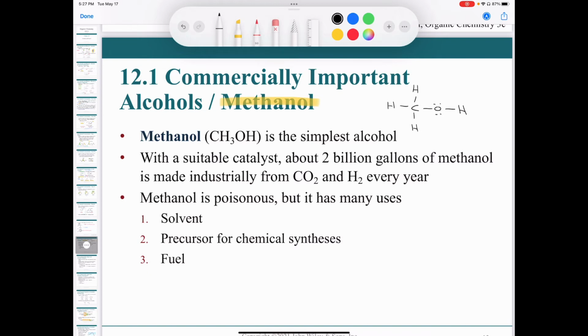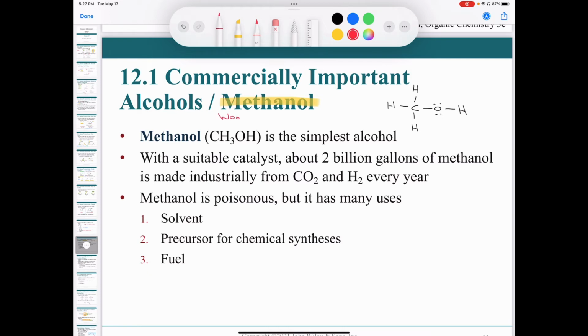and it burns with a much cleaner flame. In fact, if you've ever used fondue fuel, which is methanol, if you've ever made fondue, you'll notice that when methanol burns, it's a very clean flame. It's practically invisible. It's very difficult to detect it. Another name for methanol is wood alcohol. You might have heard that before.